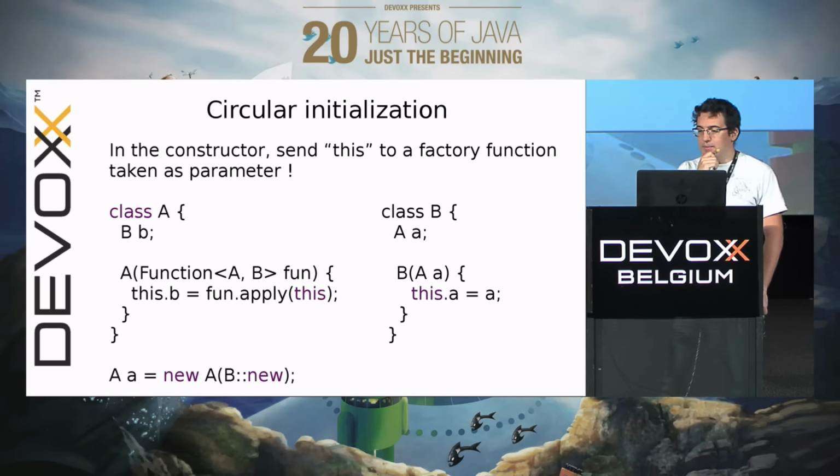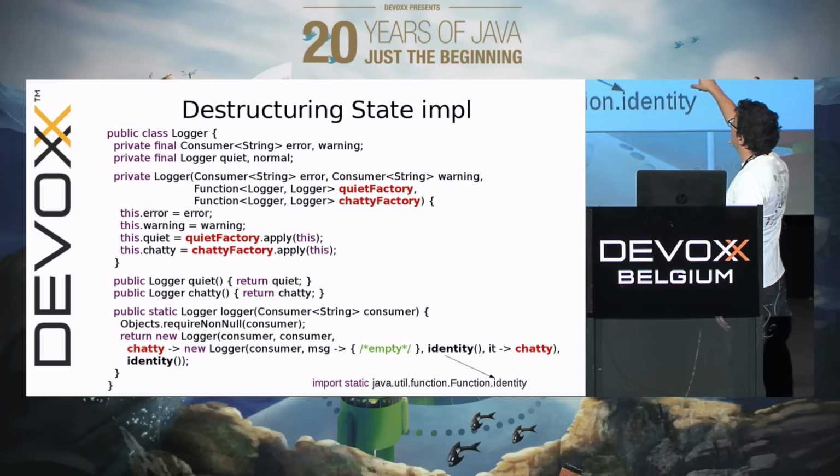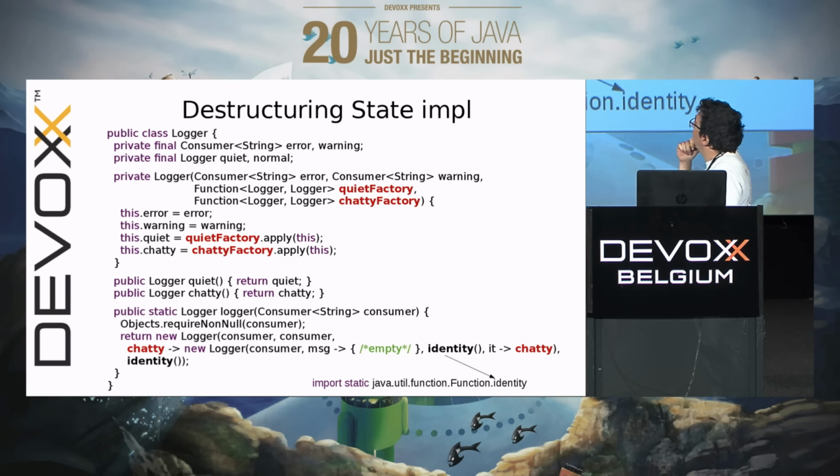Now that I know that, I'm able to implement my state pattern. It means that when I create my logger, I need to take two functions. One function that will create the quiet factory and one function that will create the chatty factory. Each one takes a logger and produces another logger. It will send this and create the new logger. And inside the constructor, I will initialize quiet and chatty. Note that quiet and chatty are final fields here.